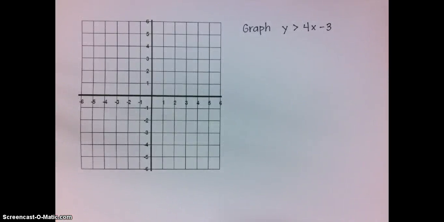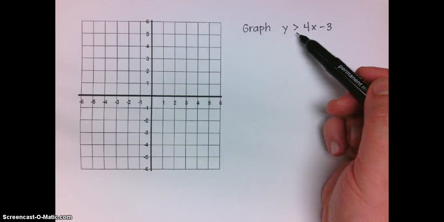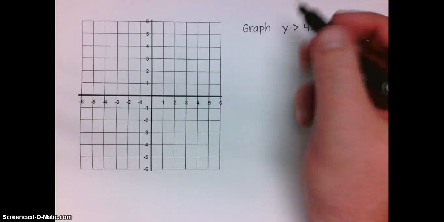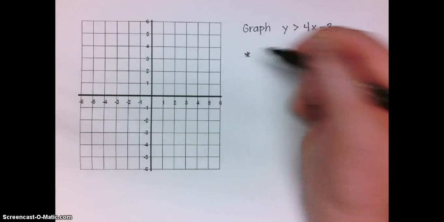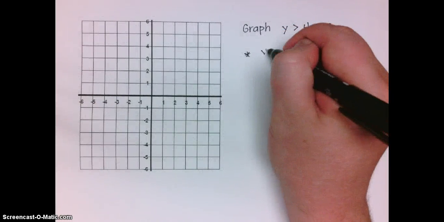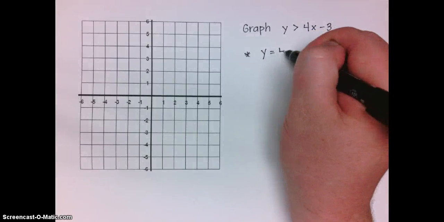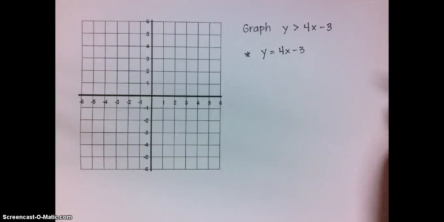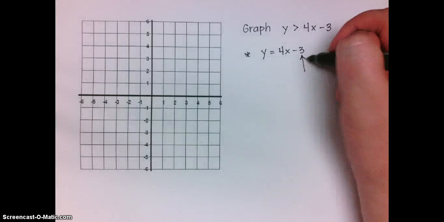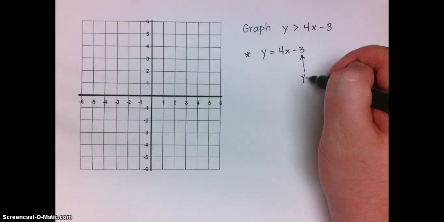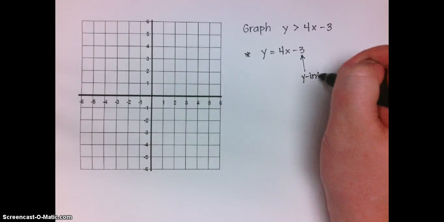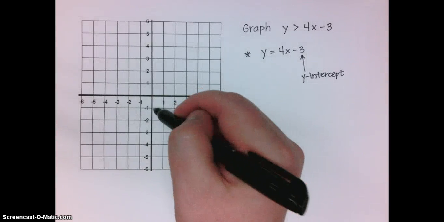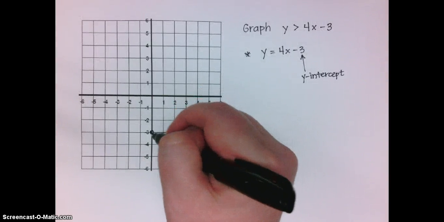I have here a problem, graph y greater than 4x minus 3. So what I want to do, like I put for those little helpful hints, is pretend like it's the equation y is equal to 4x minus 3, and I want to graph this equation. Now looking here, I can see that it's going to cross the y-axis. This is the y-intercept at negative 3. So I'm going to start there, negative 1, negative 2, negative 3. Put a big dot there.